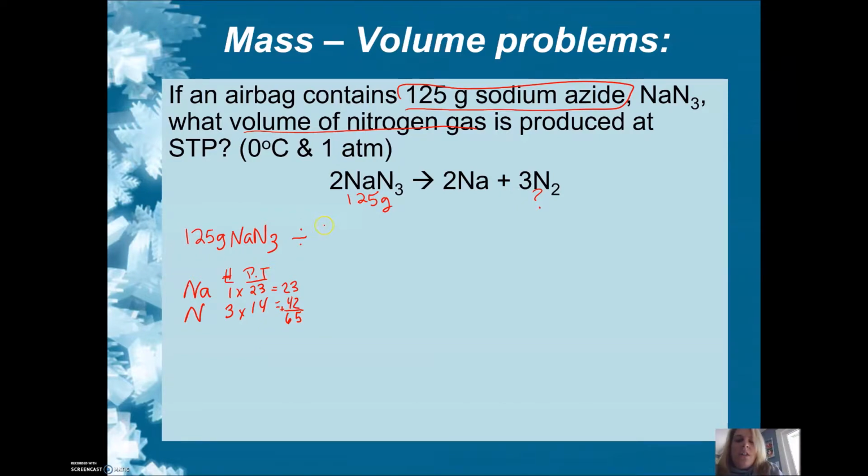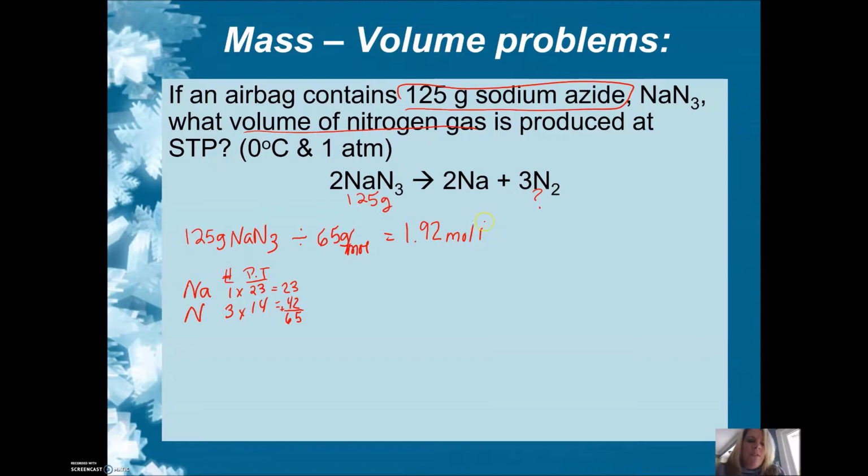All right, so now we know our molar mass of the sodium azide, so we're going to take our 125 grams and we're going to divide by 65 because that's the conversion between grams and moles. In your calculator, take 125, divide by 65, and you get about 1.92. So I'm just going to have 2 decimal places here. It's up to you how many decimal places you want to keep. I'll just keep 2.